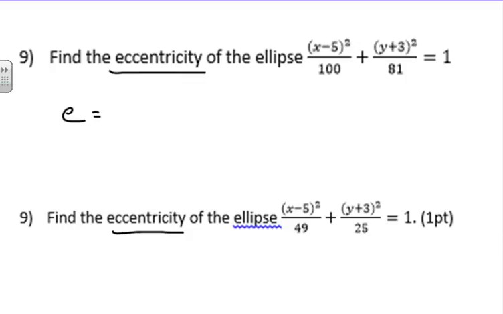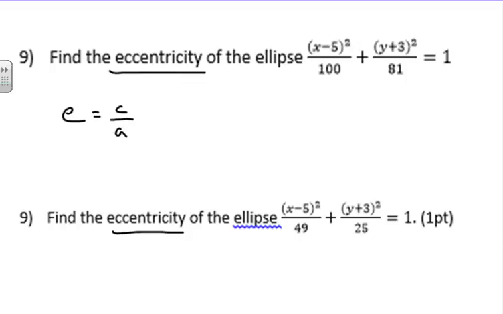We can determine this by taking a ratio of c, the distance from the center to the foci. So from the center to the foci, we get our c value. Now, if we divide that by the distance from the center to the vertices, which is a, we get a ratio. The larger that ratio is, the closer it is to 1, the flatter the ellipse is going to be.